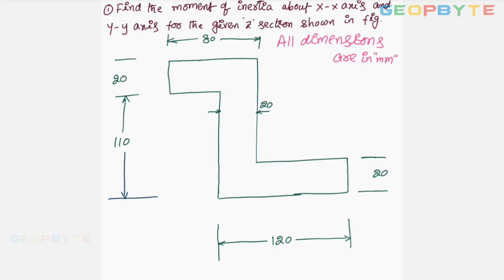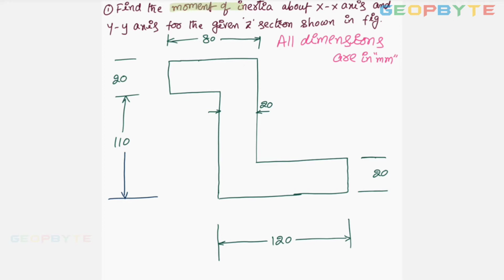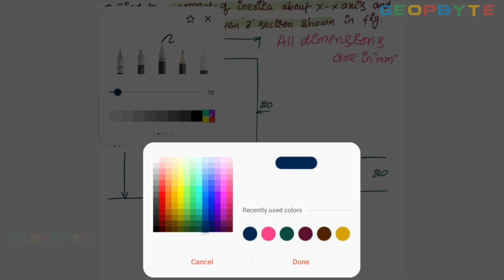Look at the diagram which is given. It is a Z section. You are asked to find the moment of inertia. Find the moment of inertia about the x-axis and y-axis for the given Z section shown in the figure.